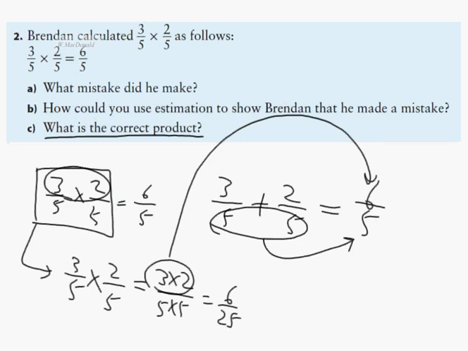So what this question was all designed for is to make sure that you understand that when you multiply fractions, you have to multiply the denominators, and when you add fractions, you have to find a common denominator. Okay, you don't add them together.